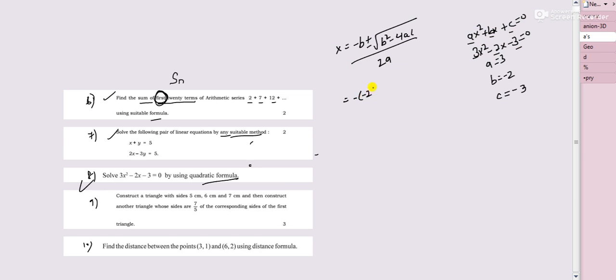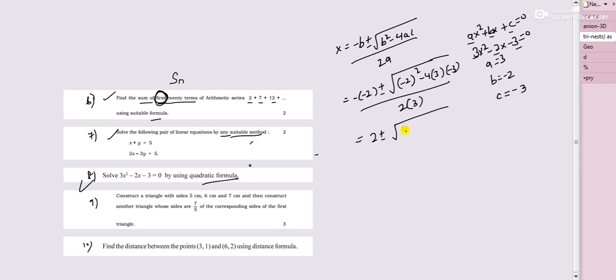Now substitute. So this is minus of minus 2, plus or minus root of b square, minus 2 square, minus 4 into a, what is c? Minus 3, divided by 2 into a, which is 3. Sorry, 4 into 3 is 12, 12 into 3 is 36. So here you will get 2 plus or minus root of 4 plus 36, divided by 6. So here you will get 2 plus or minus root of 40 divided by 6.